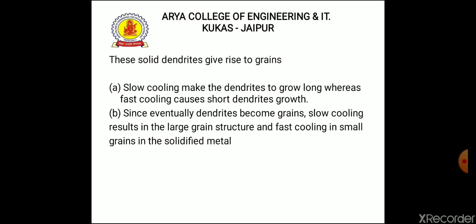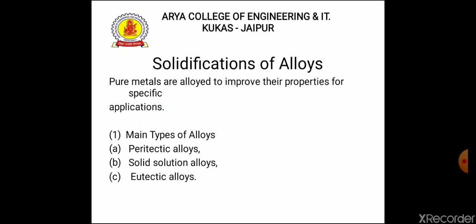The first is, slow cooling makes the dendrites grow long, whereas fast cooling causes short dendrite growth. And the second one is, since eventually dendrites become grains, slow cooling results in a large grain structure and fast cooling in small grains in the solidified metals.